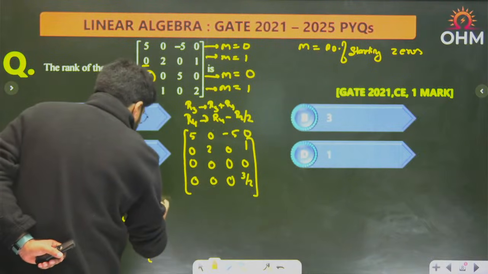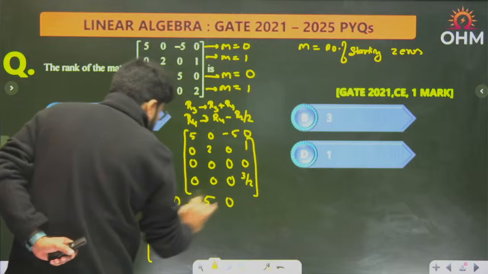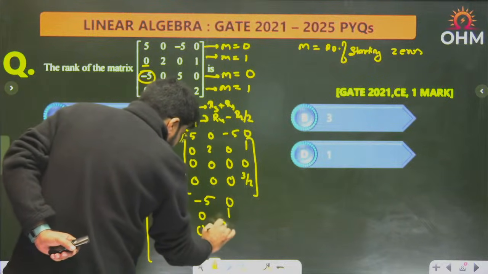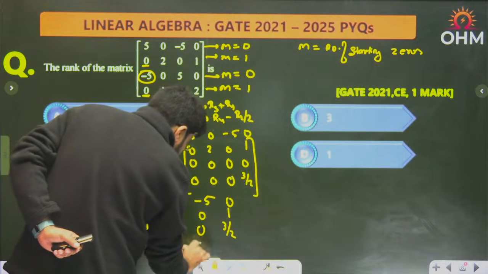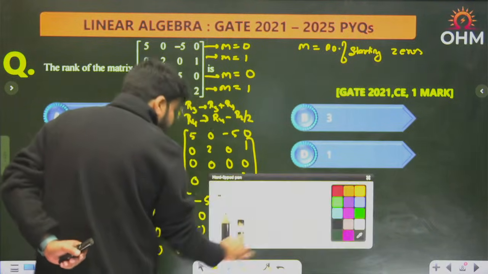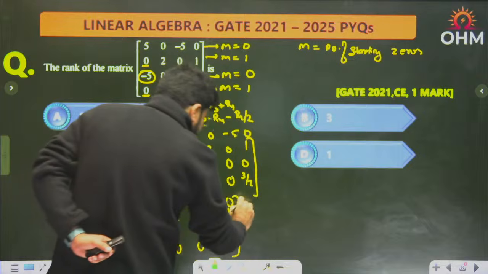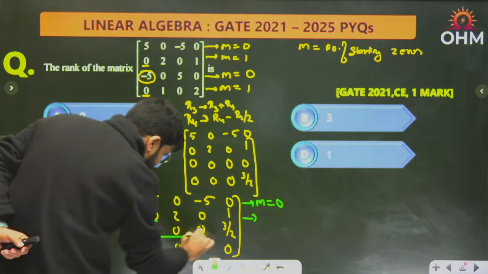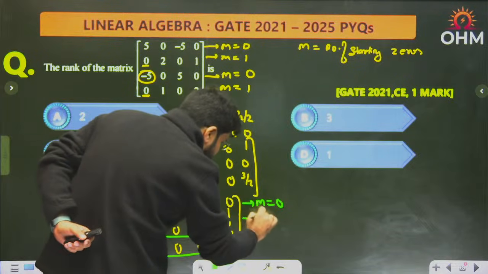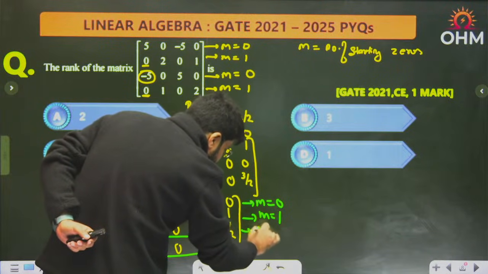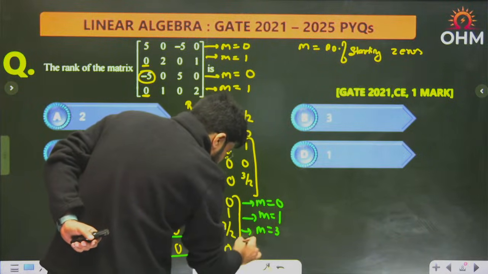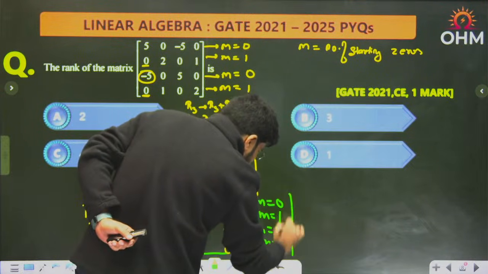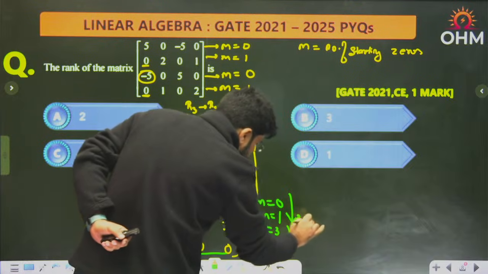Okay, so 5, 0, minus 5, 0, 0, 2, 0, 1, 0, 0, 0, 3 by 2 and 0, 0, 0, 0. Now count the starting zeros. Here there is nothing. Here I have 1 zero. Here I have 3 zeros. Here I have 4 zeros. The number of starting zeros now follow increasing order: 0, 1, 3 and 4. It's clearly an increasing pattern.